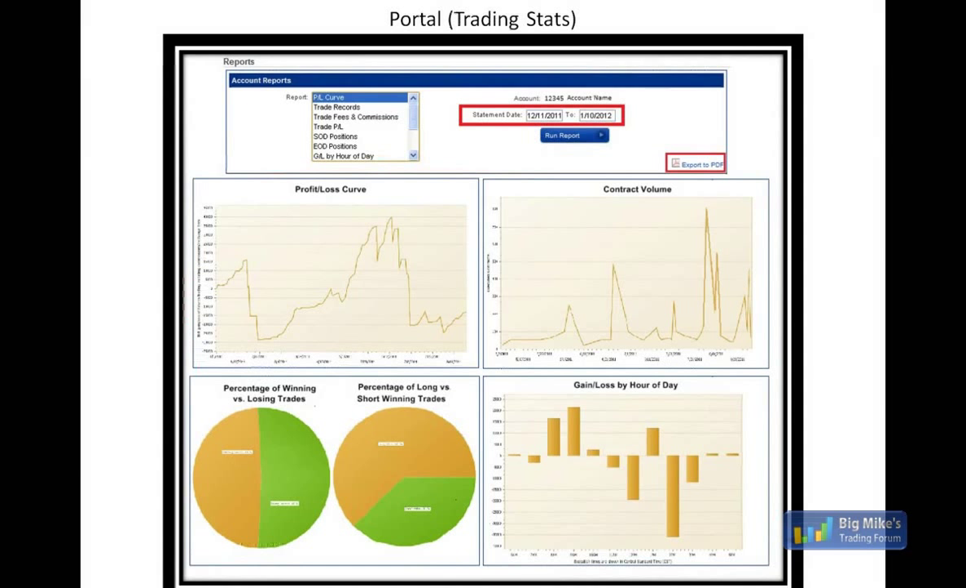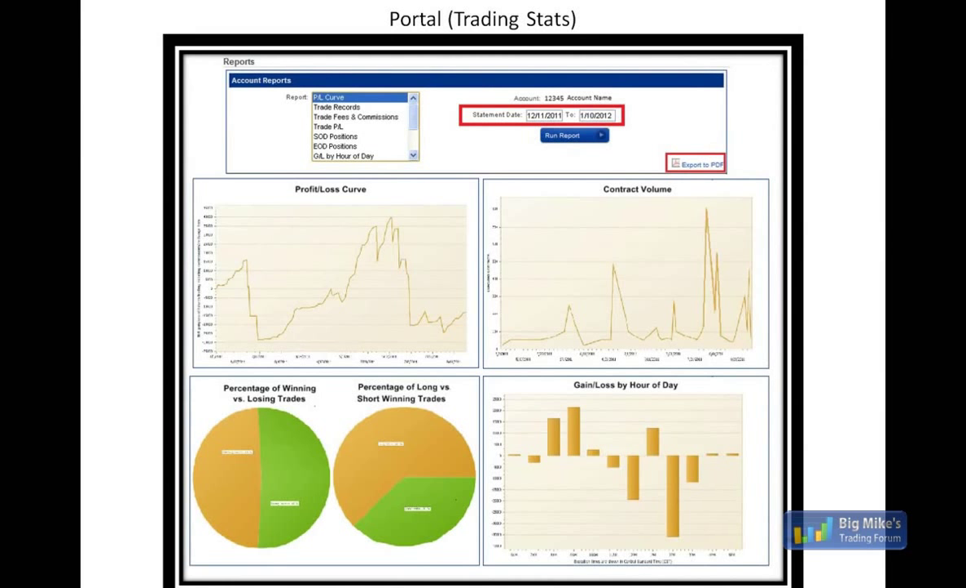Each of these reports are displayed on separate pages, but I put them all here just so you can review them quickly. The top left is the simple P&L curve. You saw that on your front page, but this one you can put your date ranges in, as I had mentioned. Top right graph is your daily contract volume, again, for any date range you want. The bottom left of the two are pie charts that give you percentage breakdowns of your winning versus losing trades. It's on the left, I believe. And on the right is long winning trades versus short winning trades, to kind of give you an idea if you're better on the long or the short end of the trade there.